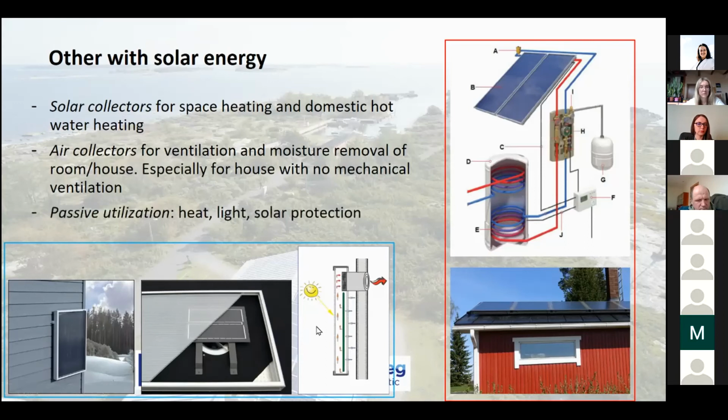Then not to forget the passive utilization. When you need heating, don't block the sun with the curtains, but let the heat and the light in. And if it's too hot, you could use curtains or these eaves or other shadings to block the heating sun.